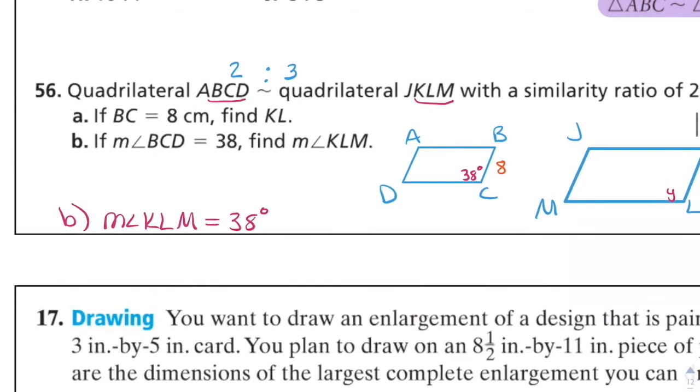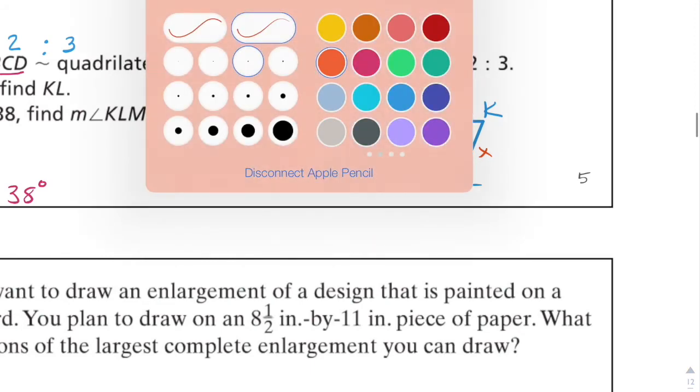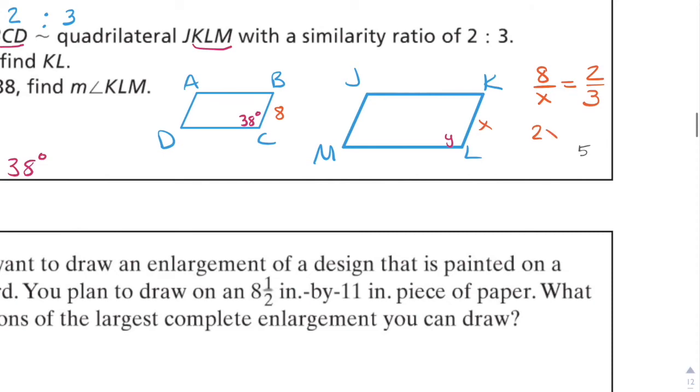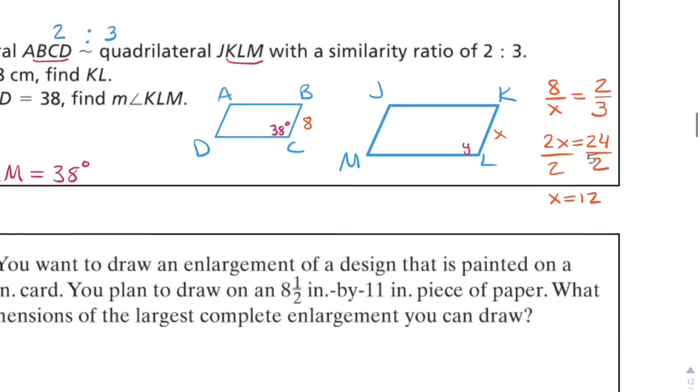The next one is how do we find KL given that BC is 8? Well, it is a 2 to 3 ratio. So if I were to write 8 is to X, I also know that it is 2 to 3. So 2 is to 3 as 8 is to X. I'm going to find my cross products. 2X equals 24. And I'm going to divide both by 2. So X is 12. And there you go. Think about it. 4, 8, 12.